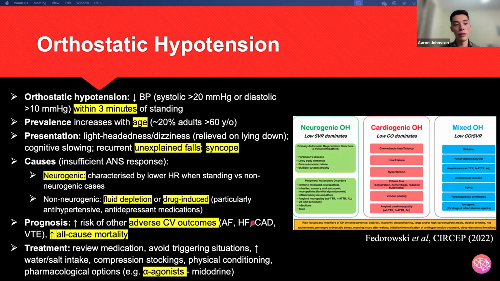So treatment then, if it's been caused by drugs, review the medication, avoid triggering situations, so stand up more slowly, stand up in stages. If it's fluid depletion, increase water or salt intake to increase the effective circulating volume. Compression stockings can help with boosting venous return. Physical conditioning, remember the skeletal pump is an important stimulator of venous return upon standing, as well as, in serious circumstances, pharmacological options, for example, alpha agonists such as midodrine.